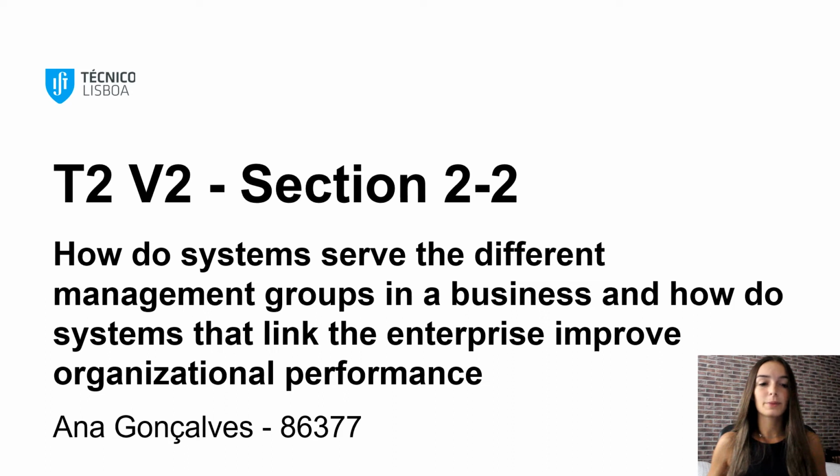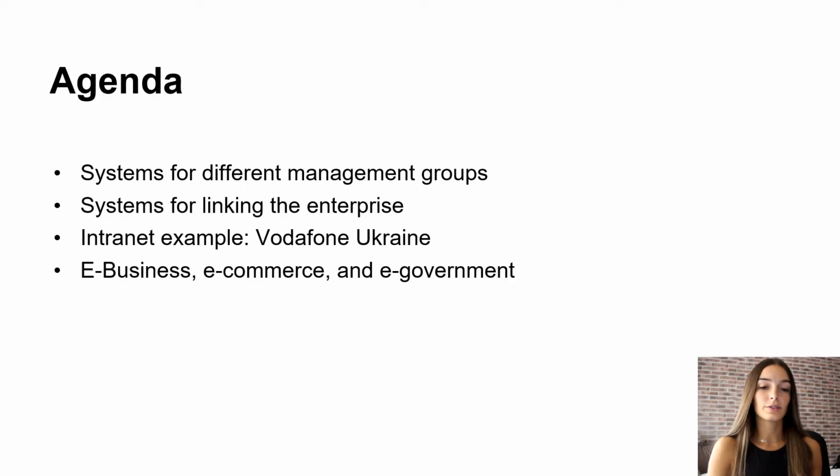This video explains how information systems serve the different management groups in the business and how systems that link the enterprise improve organizational performance. We start the video by identifying which systems support the different management groups. Then we discuss how and what systems help to link the enterprise and view an example related to that topic. We then close by talking about three concepts: e-business, e-commerce, and e-government.